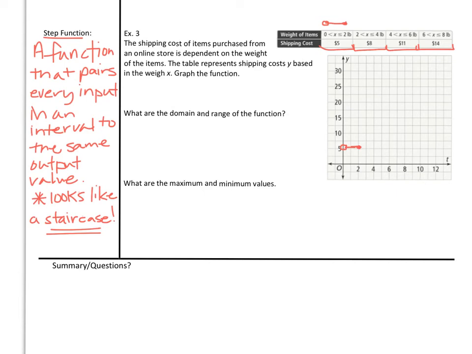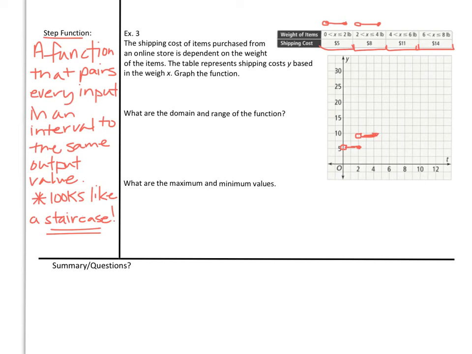If there's more weight in your package to ship, then the price bumps up to $8. So from 2 up to 4 pounds, again, we're going to do that open circle boundary on the left, closed on the right. It was up to $8, so we're just going to approximate about right there. Well, maybe I'll make that a little different. All right, let's try that again. So a bigger circle right there, over here to the right. And that would be that portion of the step function.